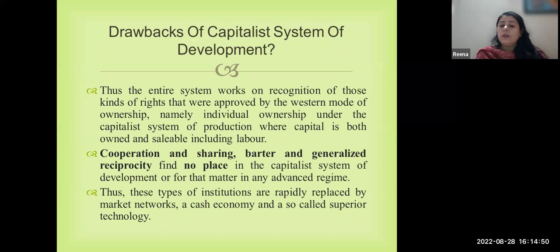So again, there are drawbacks of the capitalist system of development. For example, the entire system works on recognition of those kinds of rights that were approved by the Western mode of ownership. So now these types of institutions are being rapidly replaced by market networks, a cash economy, so that there is a superior technology which is utilized in these systems.